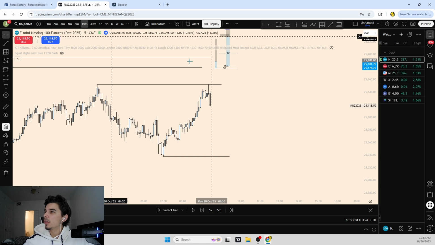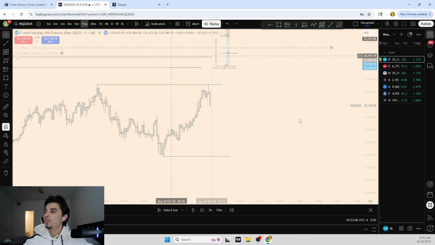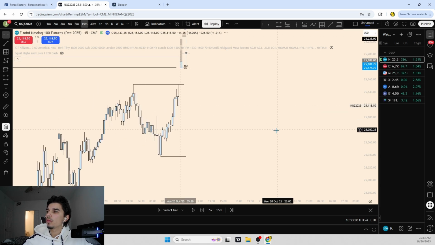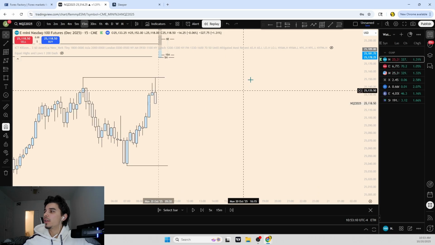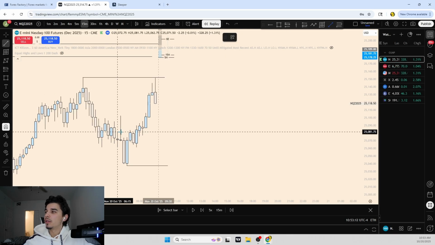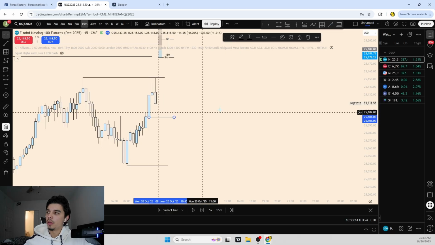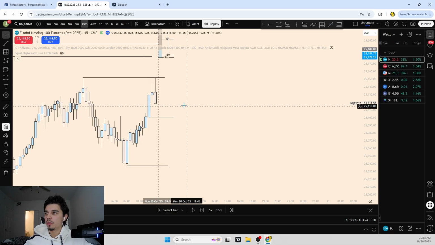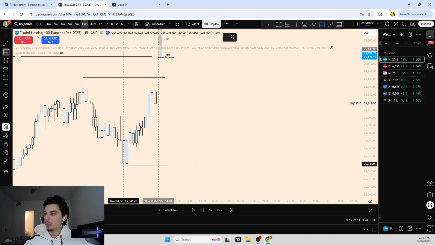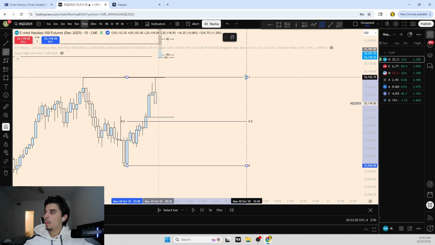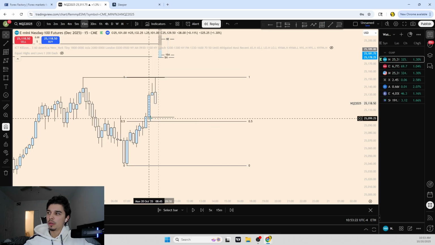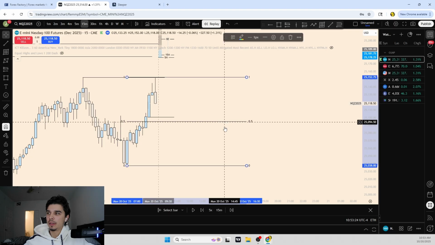So what I wanted to see was a tap into either this 15-minute fair value gap right here, because this was at our equilibrium point. This 15-minute fair value gap was just way too premium. Here is our equilibrium, right? So this one's way too premium. I would want to see a tap into this 15-minute and continue higher.